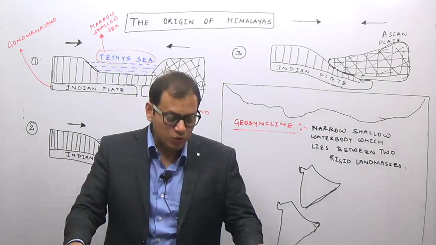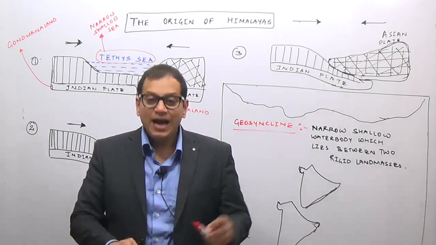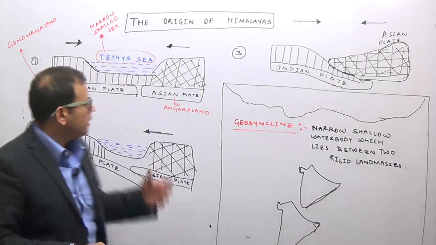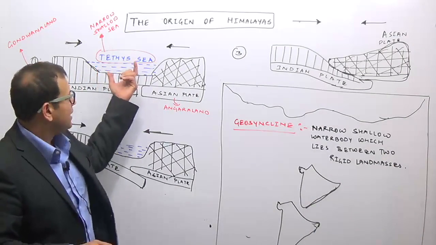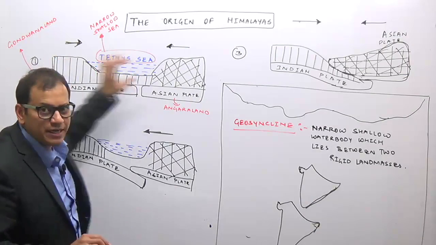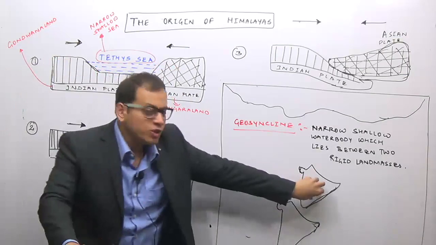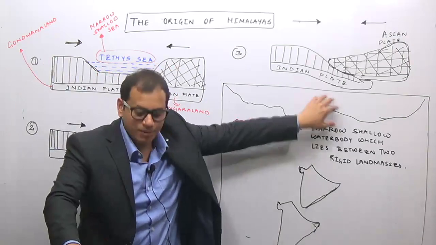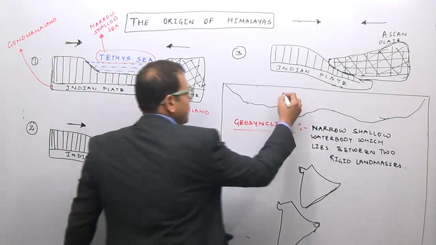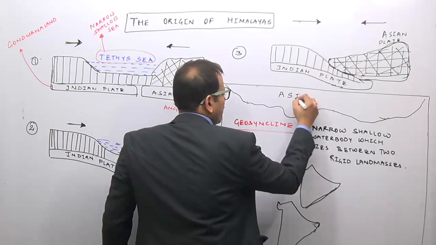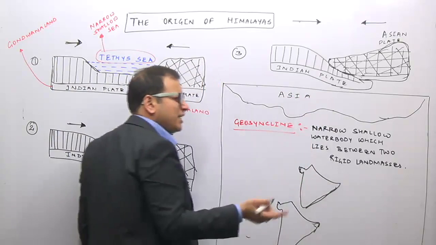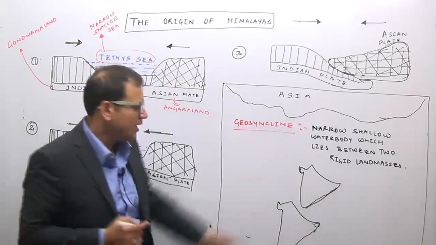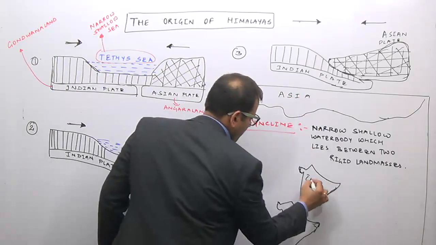So this is known as a Geosyncline, and one of the best examples is the Tethys Geosyncline, which was between the Indian plate and the Eurasian plate. So this is the Eurasian plate, this is the Asian plate, or we can combinedly write it as the Eurasian plate, and this is the Indian plate.